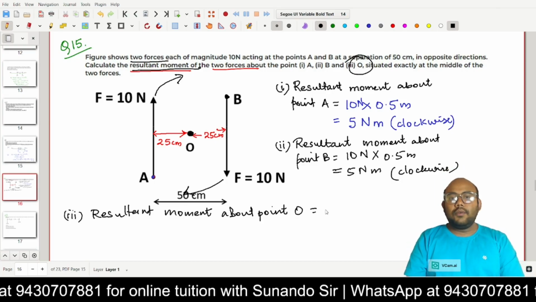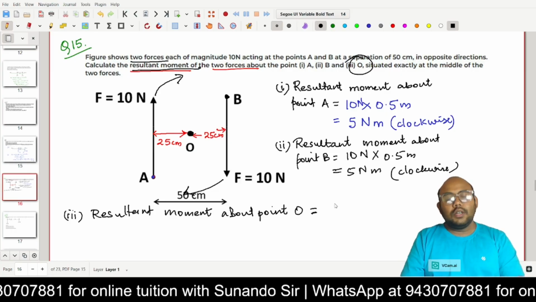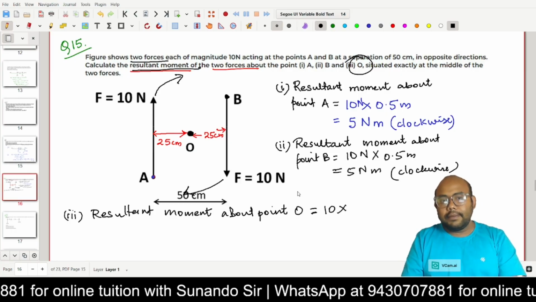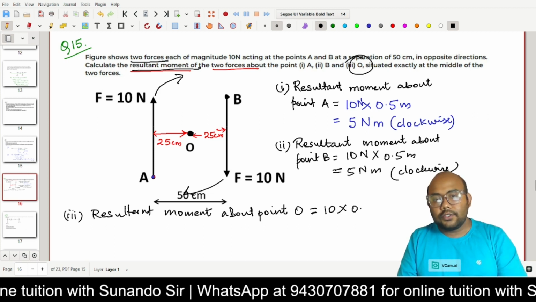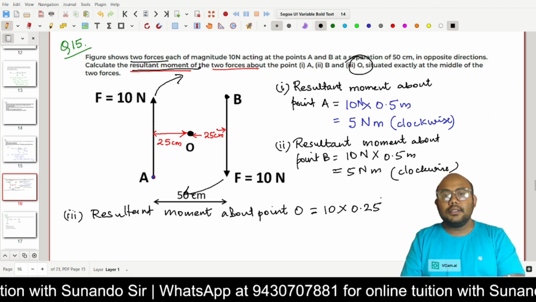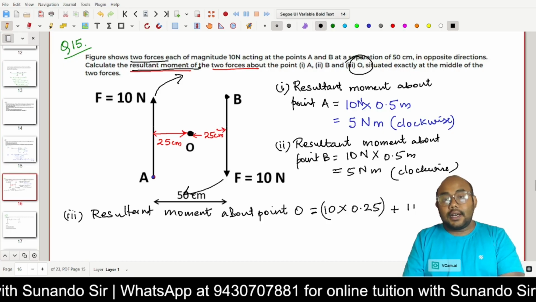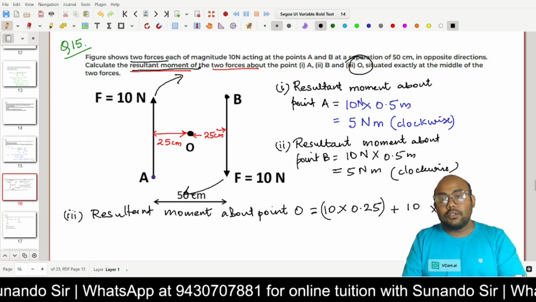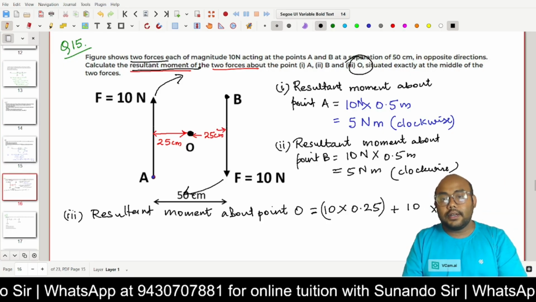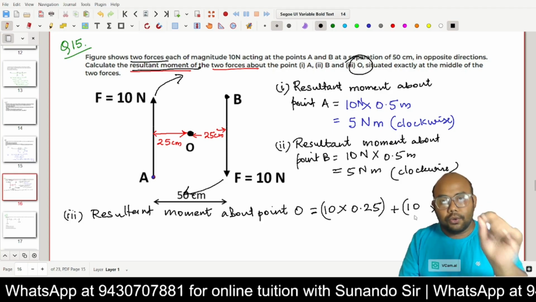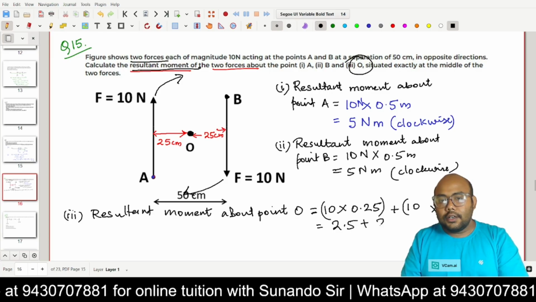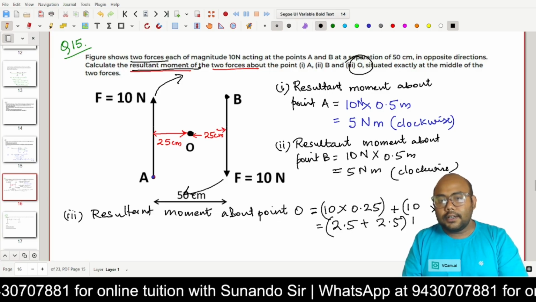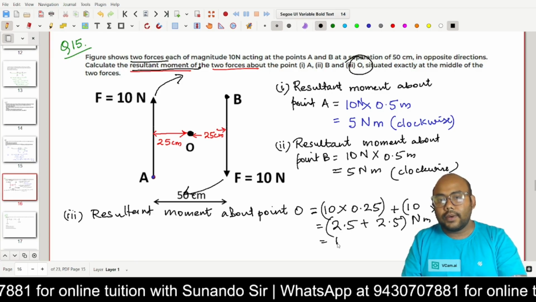Simple. Now what is it? So both of them are producing. So 10 Newton multiplied with the distance from point O, which is 25 centimeter, which is 0.25 meters, plus the another 10 Newton which is also at a distance of 25 centimeter from the point O. So now 2.5 plus 2.5 Newton meter, that is 5 Newton meter clockwise.